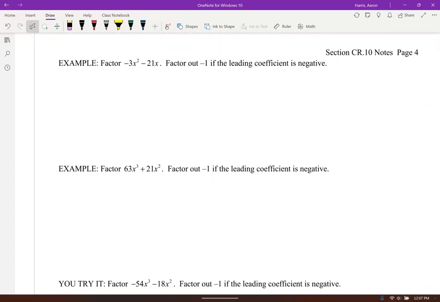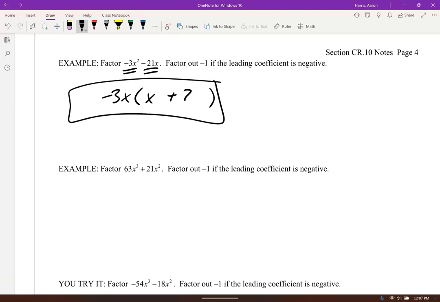Let's do this one. If you have a negative 1 in front, you want to take a negative out. And notice both of these have an x as well. So I'm going to take a negative 3x out, and I would be left with x plus 7. And go ahead and distribute that back and check it. See how when you distribute it back, it gives you the original.